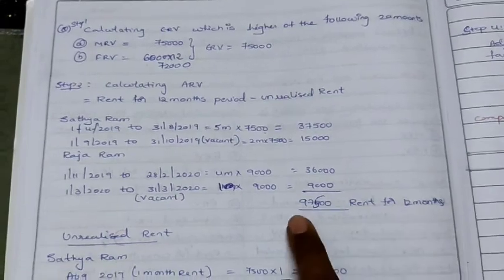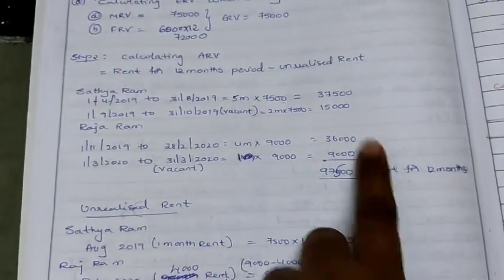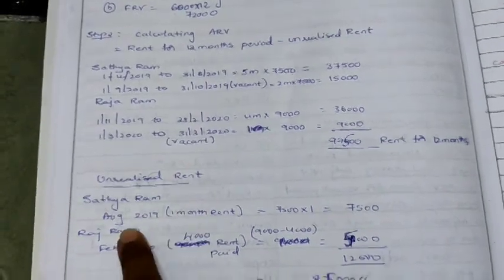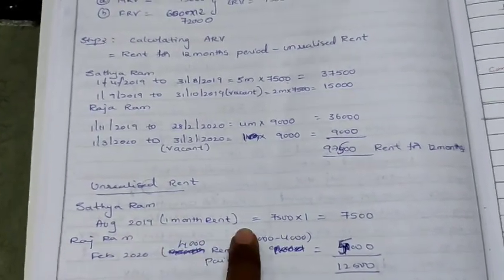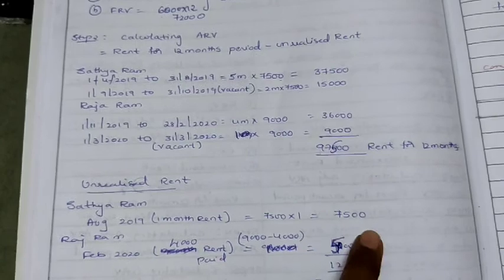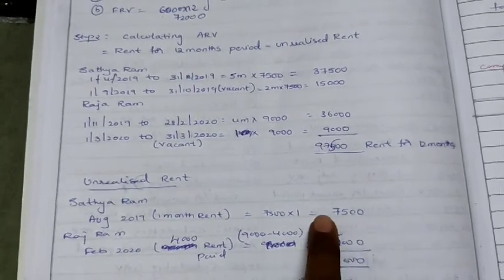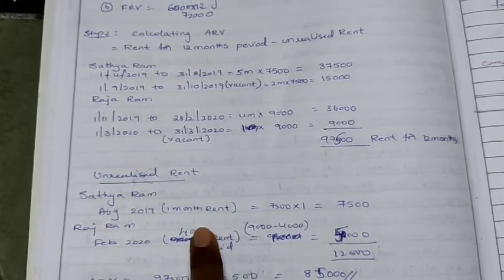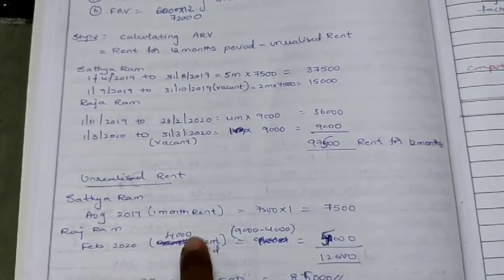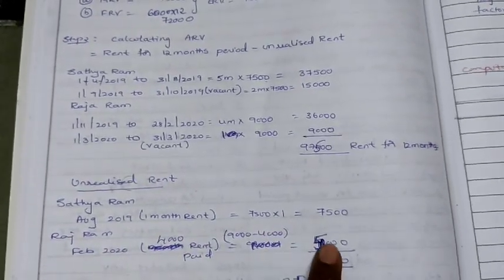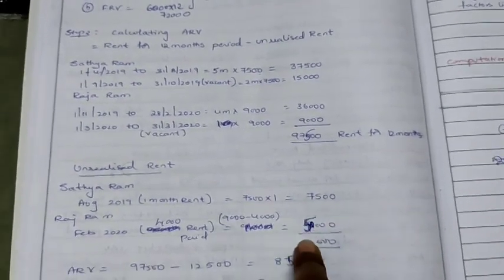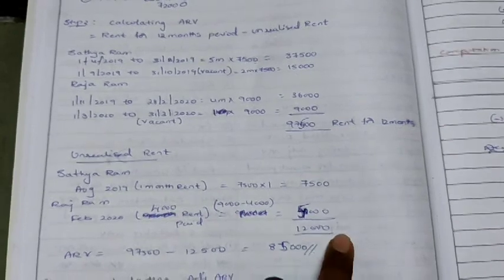Rent for 12 months is 97,500. Afterwards, we have to calculate unrealized rent. August month rent is not paid by Satyaram, that is 7,500 for 1 month. And Rajaram's wife has paid only 4,000 for the February month rent. She has not paid the 5,000, so that 5,000 will be unrealized rent. So 7,500 plus 5,000, totally 12,500.